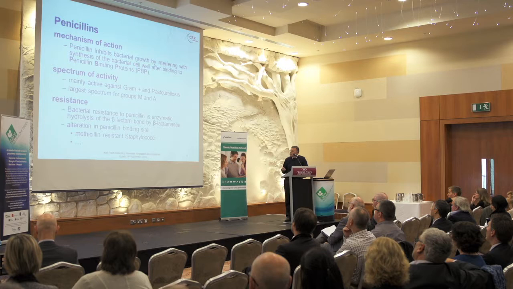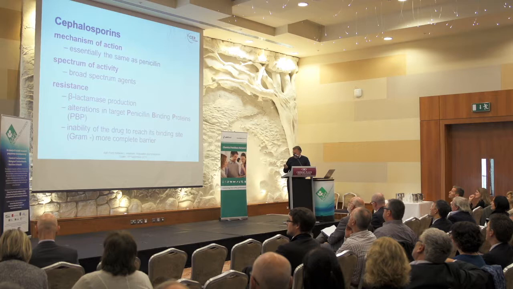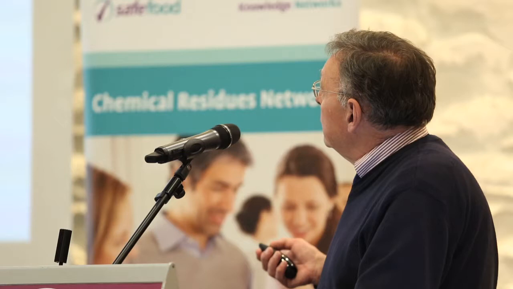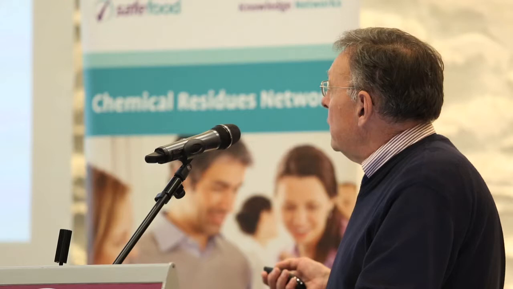Cephalosporins also have the beta-lactam group and the thiazole, but you have two different side chains, R1 and R2, and we classify the cephalosporins by the chronology of appearance. The first generation includes compounds like cephalexin, then the second, cefoxitin, ceftiofur, cefquinome. Ceftiofur is very often used in different kinds of animals.